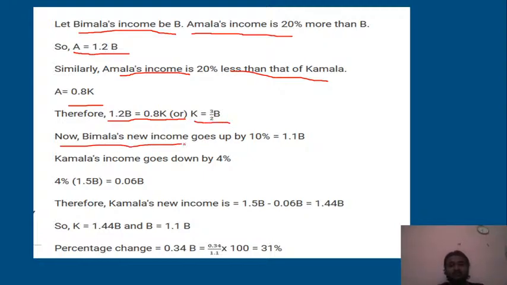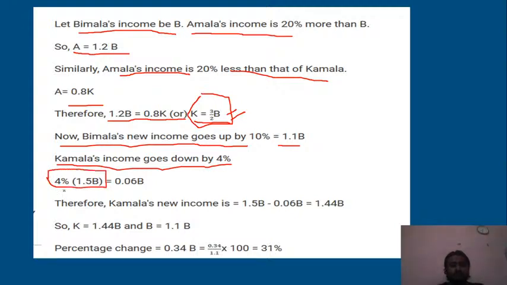Now Bimla's income goes up by 10%, so now it becomes 1.1B, and K's income goes up by 4%. But now I know that K is equal to 1.5B, so I substitute this here. So 4% of 1.5B is 0.06B. Now I solve it out. Therefore Kamla's new income is 1.5B plus 0.06B, which is 1.56B, and Bimla's is 1.1B, and the answer is 31%.